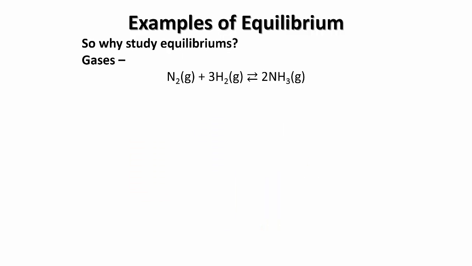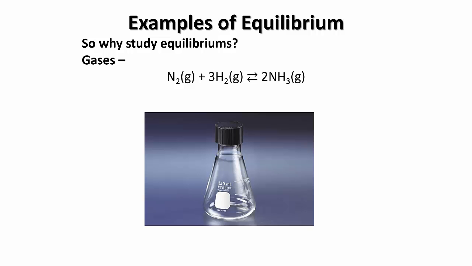Other examples, we can have gases. Nitrogen gas combining with hydrogen gas can form ammonia. Nitrogen gas we can't see, hydrogen gas we can't see, ammonia we can't see. But those gases are in equilibrium inside this flask here. You don't get a pretty picture with this one showing all the molecules.